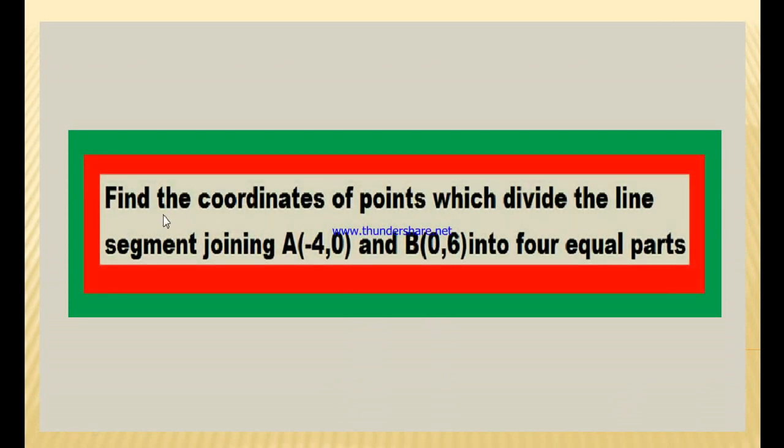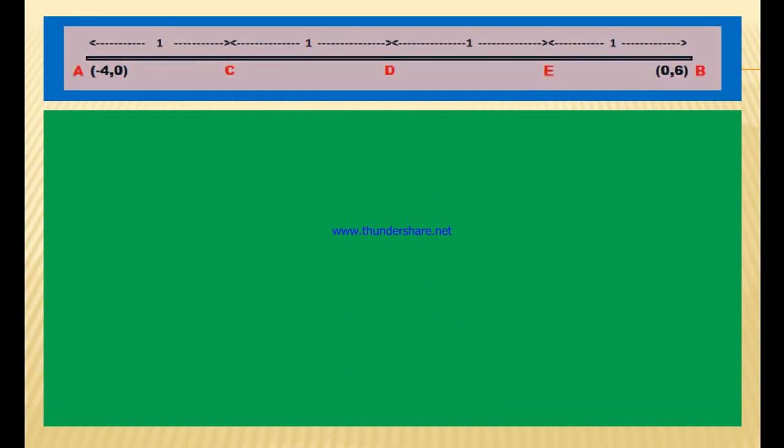Let me read. Find the coordinates of the points which divide the line segment joining (minus 4, 0) and (0, 6) into 4 equal parts. In the previous question, we found 2 points that divide it into 3 parts. Now, the question is to make it 4 parts.